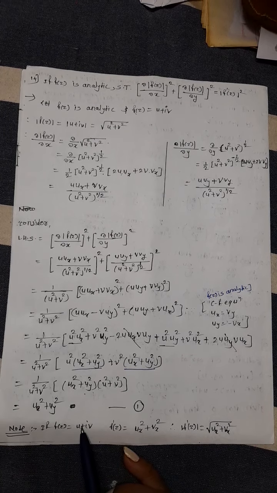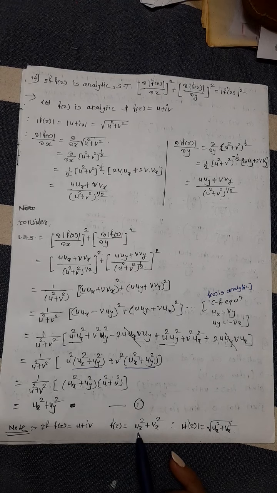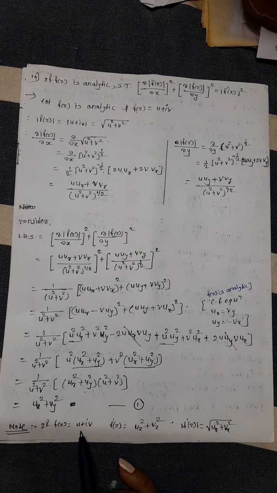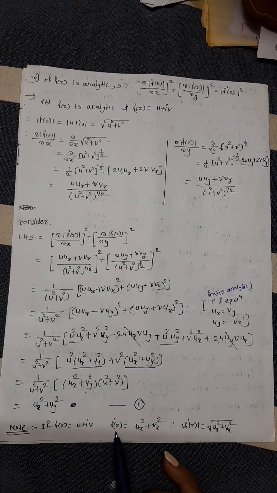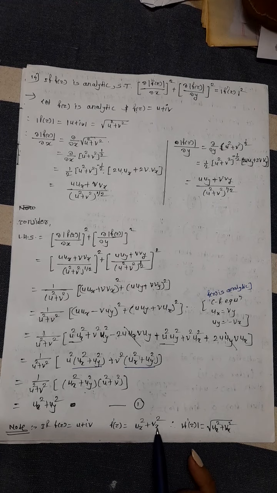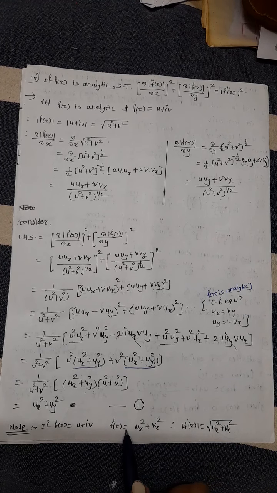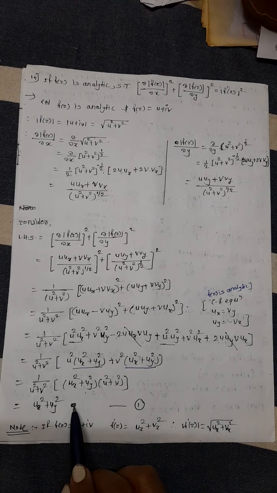If f of z is equal to u plus iv, then f dash z is nothing but ux square plus vx square. Write down this term as a note and mug this up: f dash z is nothing but ux square plus vx square. That's why we write it like this. Now take the mod of this f dash z, because this gives us the LHS.